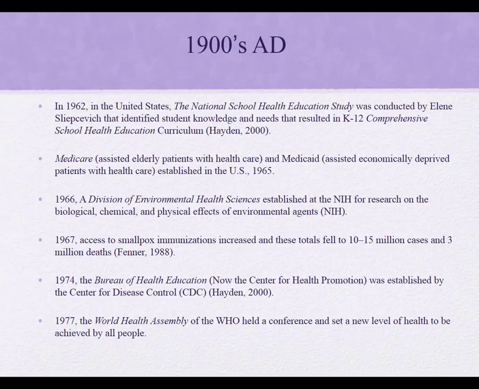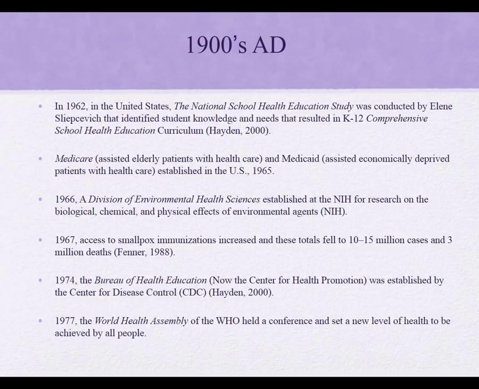In 1962, they really started looking even more at the needs of the students and how they were understanding health, and they put together the comprehensive school health education curriculum. Medicare and Medicaid were established in 1965. Make sure you know the difference between Medicare and Medicaid. Medicare is assisting the elderly. Medicaid is for those that are economically deprived, so that's your lower socioeconomic, those living in poverty or closer. They're not necessarily completely in poverty; there's a scale. But Medicaid, it doesn't matter your age. Medicare is dependent on age.